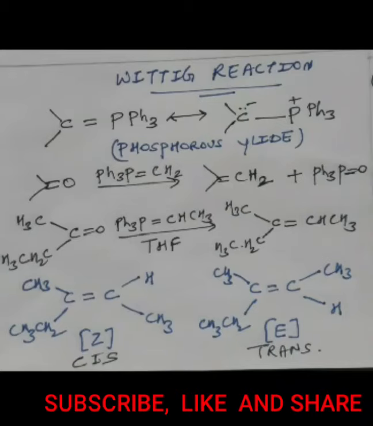Hello students, let us understand about the Wittig reaction today. This reaction is particularly used for synthesis of substituted alkenes with the help of aldehydes or ketones in presence of ylides. The ylides which we are using here is phosphorus ylide.